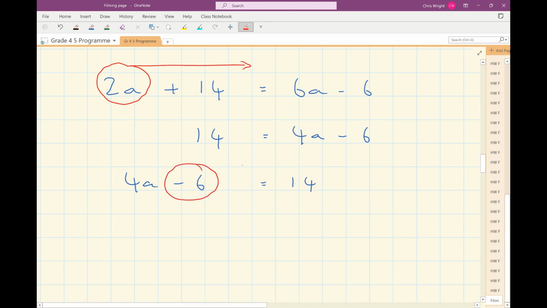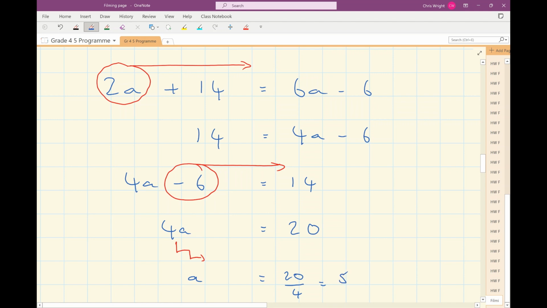Float and ping the minus 6. So now 4a equals 14 plus 6, 20. Escalate down the 4, and a equals 20 over 4. 20 divided by 4 is 5.